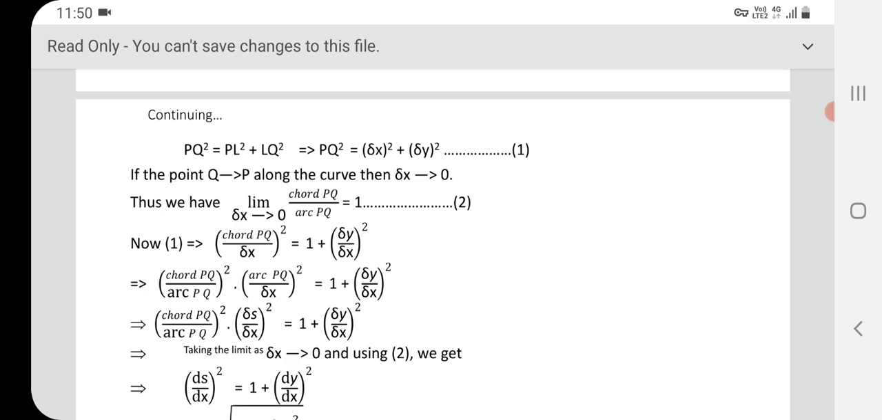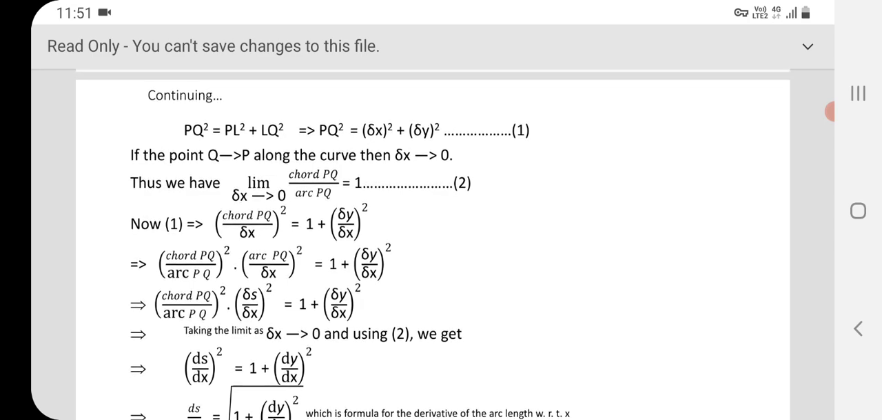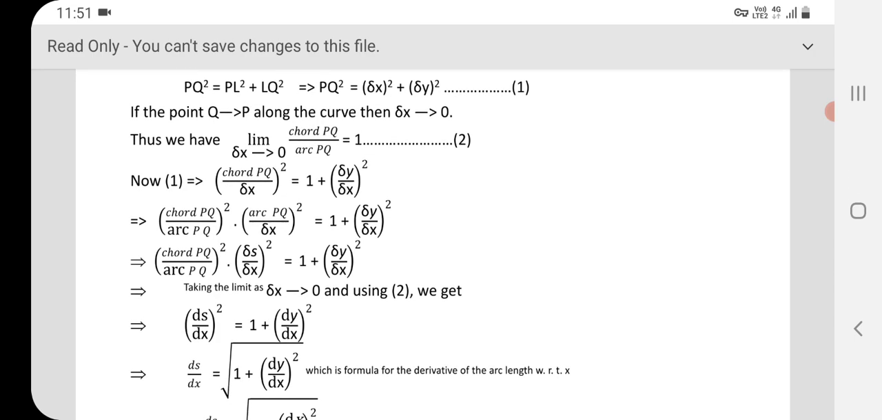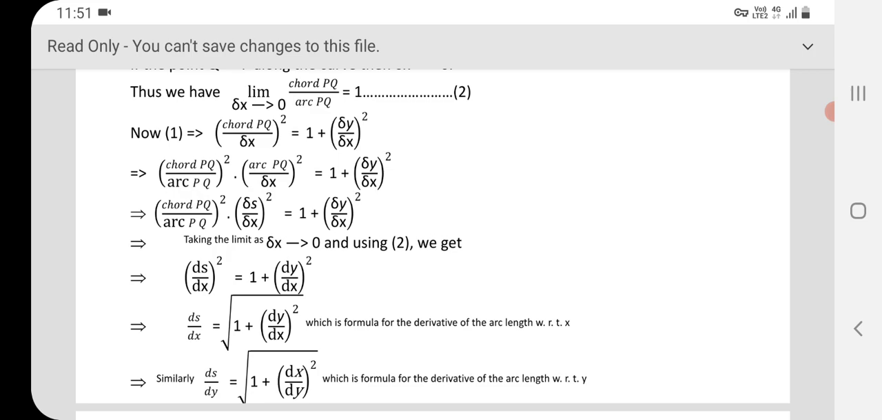From 1 it follows that (chord PQ by delta x) whole square equals 1 plus (delta y by delta x) whole square. That means on dividing throughout equation 1 by delta x we get this. Otherwise, the left hand side of the equation is multiplied and divided by arc PQ, and then we get this. Also taking delta x goes to 0 and using equation 2, we get (ds by dx) whole square equals 1 plus (dy by dx) whole square.